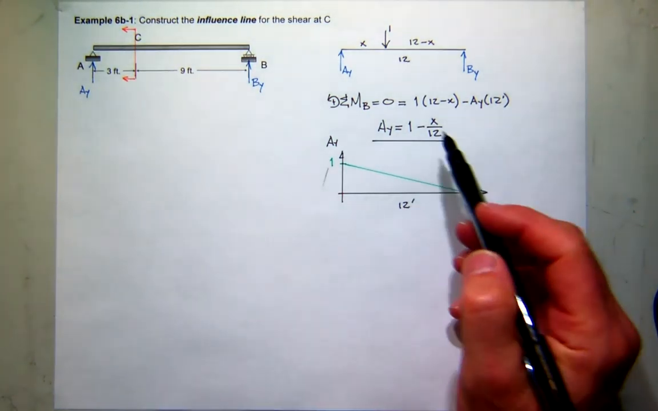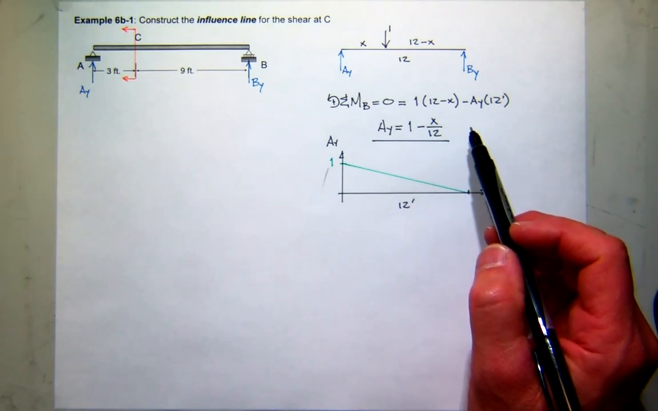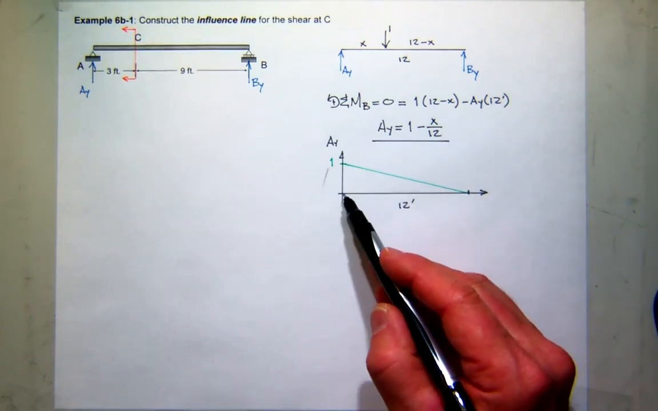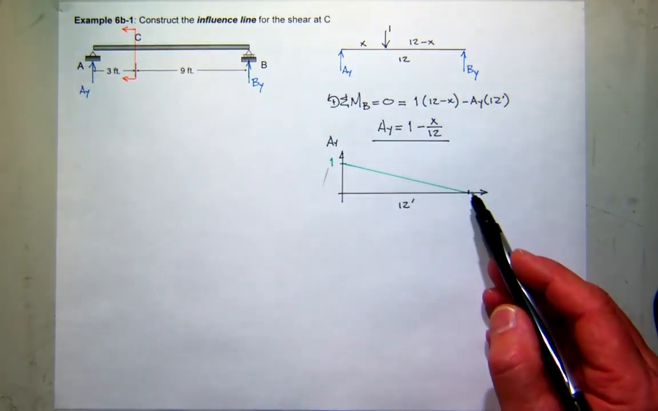So where would I stand if I were a unit load, a moving load, to create the maximum reaction at A? I would stand at A. And if I want to create the least influence, where would I go? I'd go over here and stand at B.